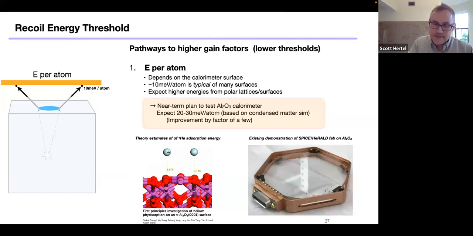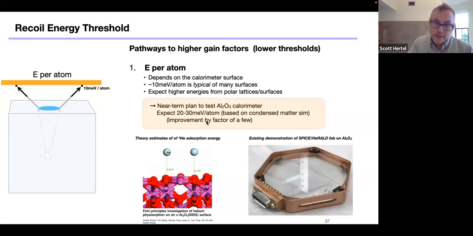Now that we've reached this goal, what are our next few steps? As I emphasized at the beginning, the primary goal here is to push the threshold as low as we can. So what can we do to push that threshold low? One is to increase this gain mechanism: how many milli-eV do you get per atom? What is the van der Waals potential, or the van der Waals attraction, between the helium atom and the calorimeter surface?